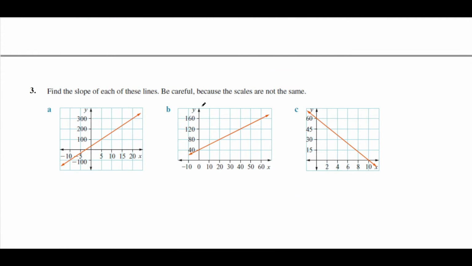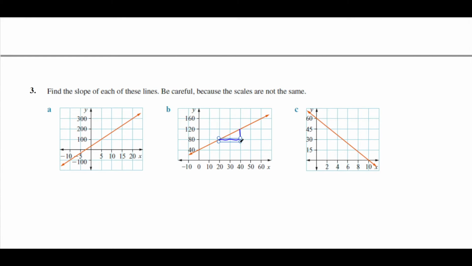Find the slope of each of these lines. Be careful, the scales are not the same, okay? That's okay. Just draw your triangle. What I try to do is make sure that the triangle will touch these lines, all right? So it's better to draw a triangle like this compared to a triangle like this, because when you draw a triangle like this, you have to try and read off what that point is. So it's easier to draw a triangle where it's part of the grids.